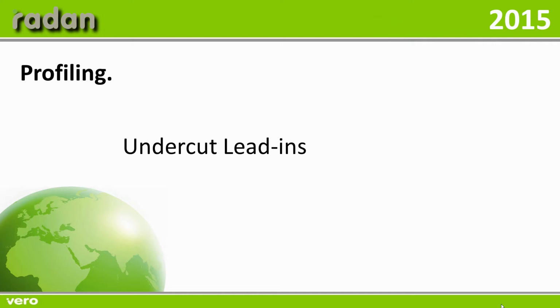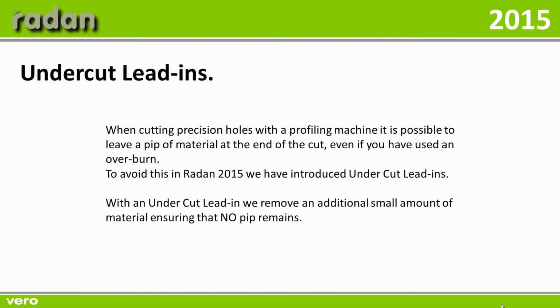Another new feature in Radan 2015 is undercut lead-ins. When cutting precision holes in a profiler machine, it is possible to leave a small pip of material at the end of the cut, even if you've used an overburn. To avoid this in Radan 2015, we have introduced undercut lead-ins. With an undercut lead-in, we remove an additional small amount of material, ensuring that no pip remains.